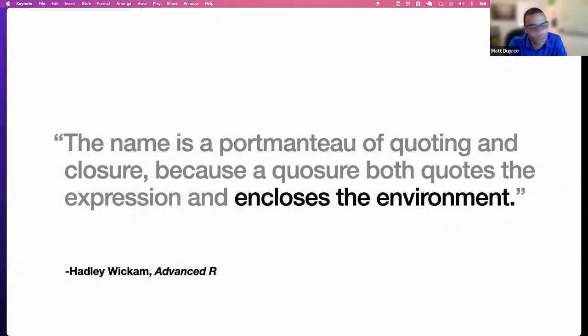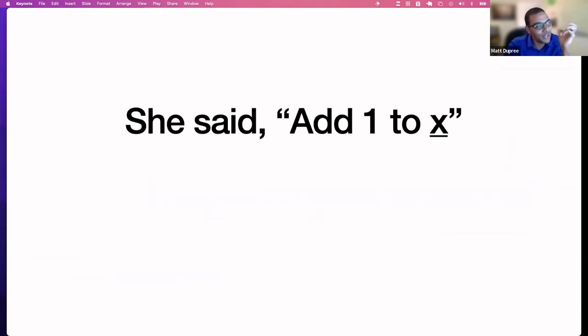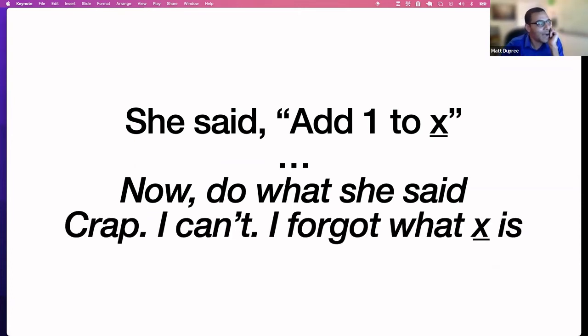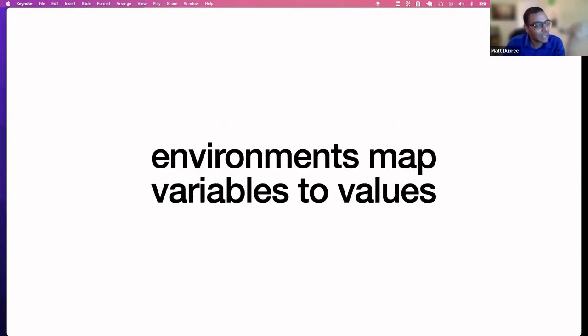And then let's talk about enclosing the environment part, which is related to quoting. Imagine we said, she said, add one to X, and then some time passes. Then we want to say, okay, now do what she said, do the thing we quoted earlier. There's this problem where I can't do the thing that was said earlier because I forgot what X is. This is what environments are about in closures. Environments map variables to values, and they solve this problem.